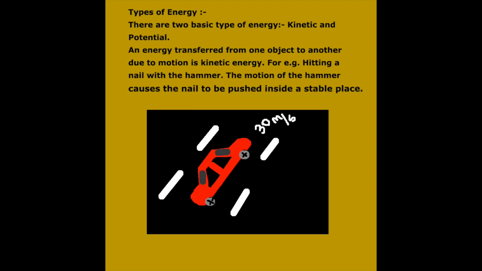Types of energy. There are two basic types of energy: kinetic and potential. The energy transferred from one object to another due to motion is kinetic energy. For example, hitting a nail with a hammer. The motion of the hammer causes the nail to be pushed inside a stable place.